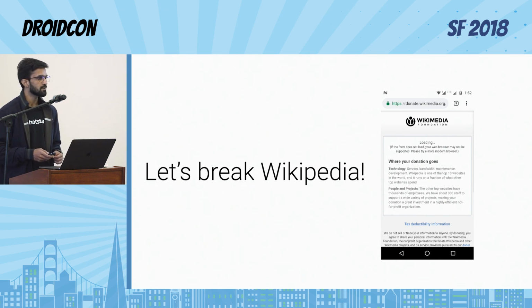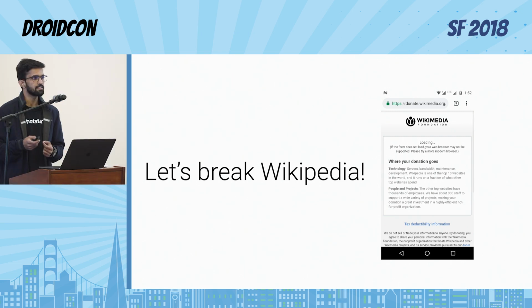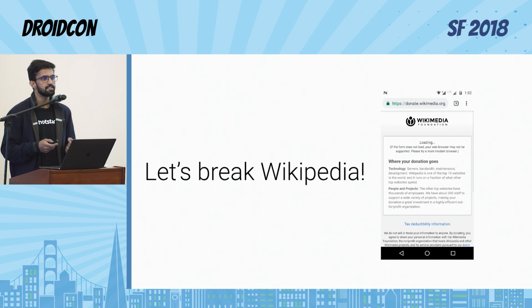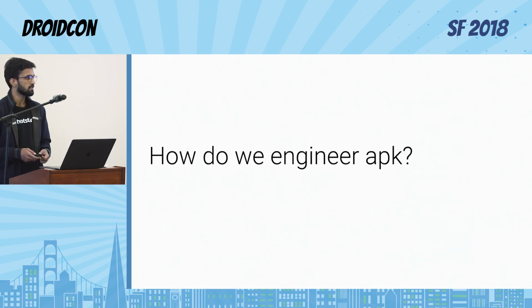So to change the URL, we have to analyze the APK and figure out how Wikipedia is internally storing this URL. So what we are getting into is reverse engineering here. And to reverse the engineering, we have to first understand it. So let's get the answer for this question.